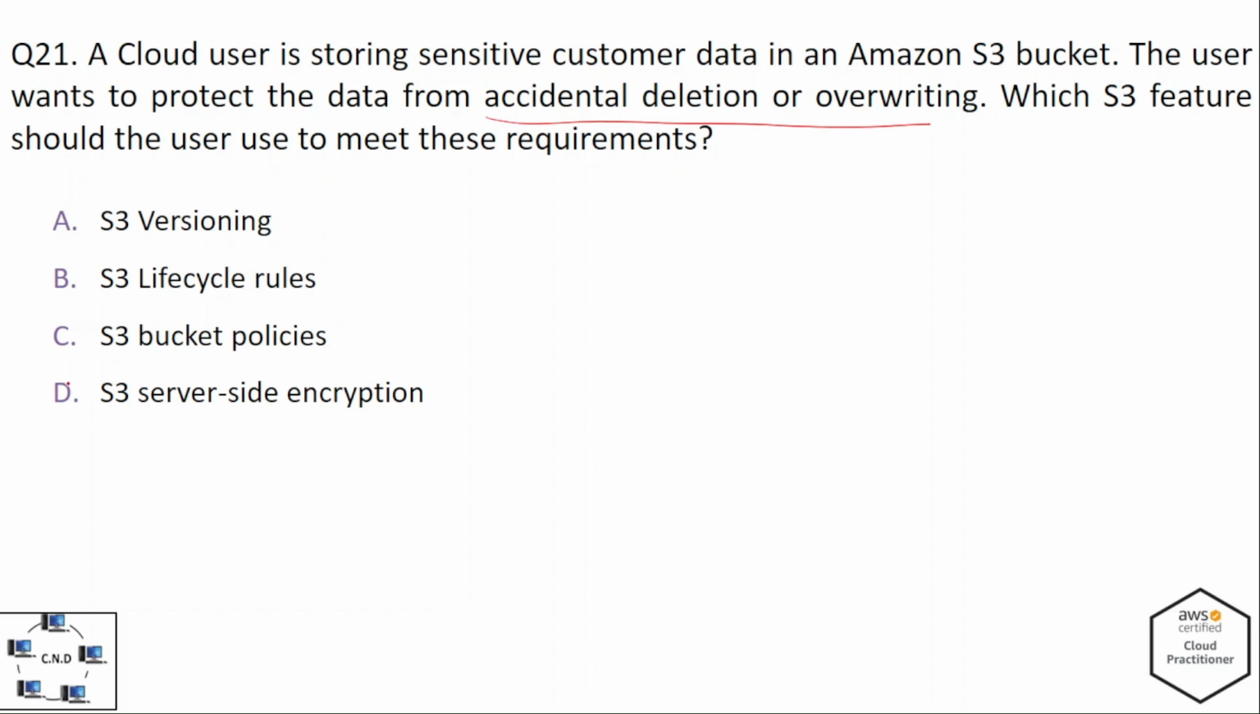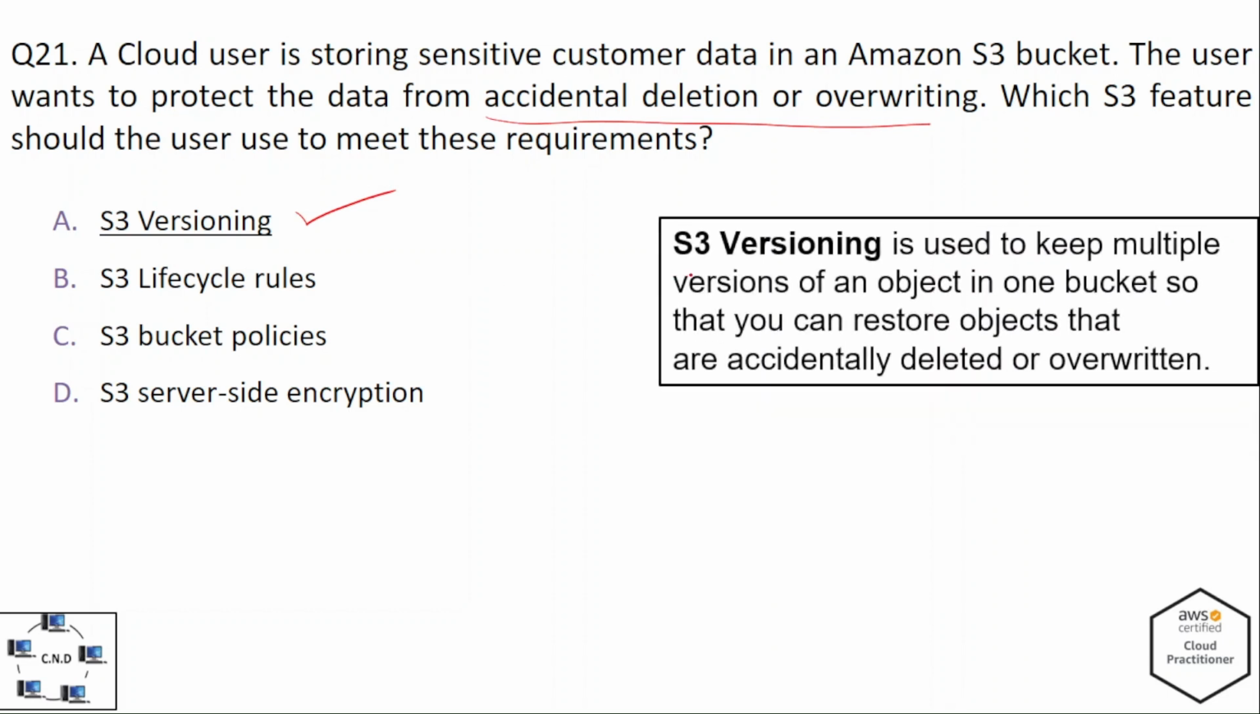S3 bucket policies, and D. S3 server-side encryption. And the correct option is S3 versioning. So S3 versioning is used to keep multiple versions of an object in one bucket so that you can restore objects that are accidentally deleted or overwritten.